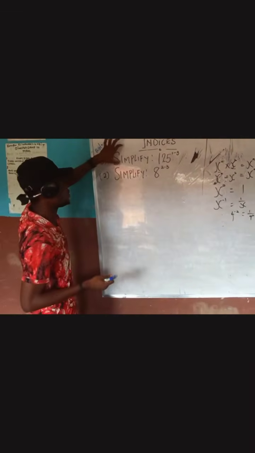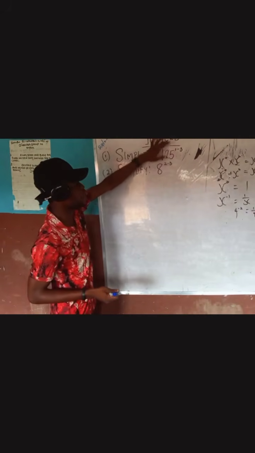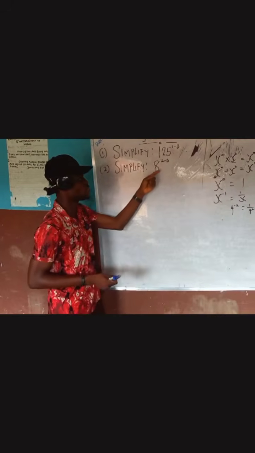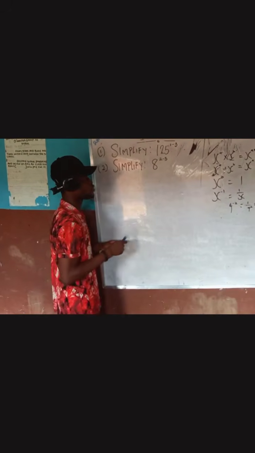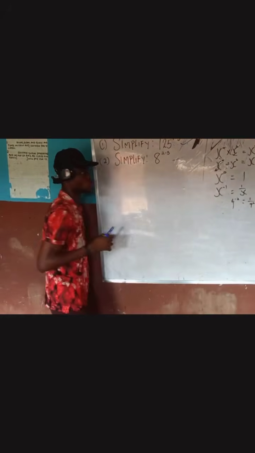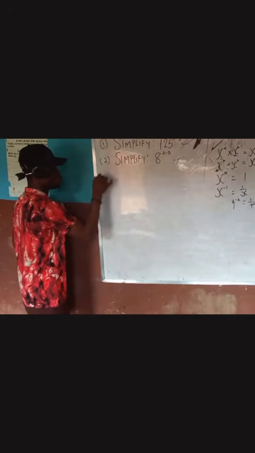Now let's move to this question. The question says simplify 125 raised to power 1 over 3, and simplify 8 raised to power 2 over 3. I will solve question 1, then I will give my viewers question 2 to solve. So let's go. Solution.